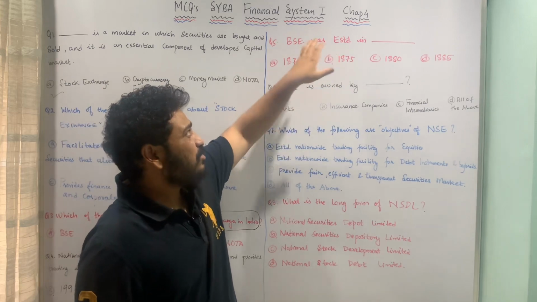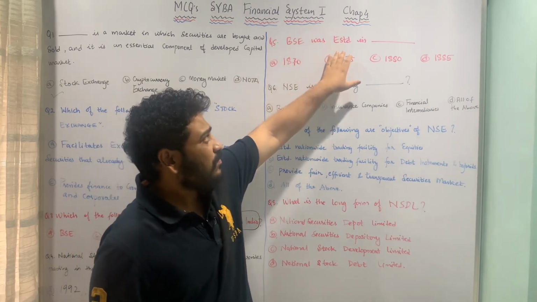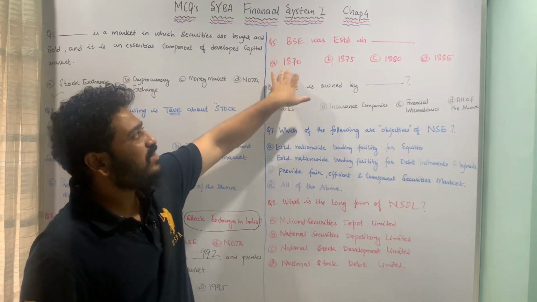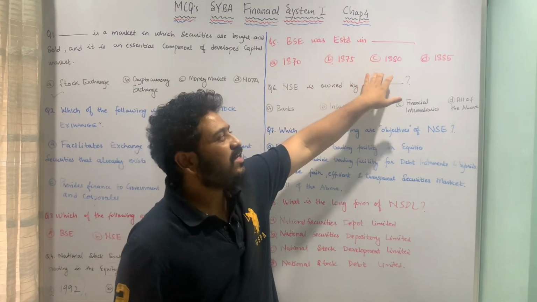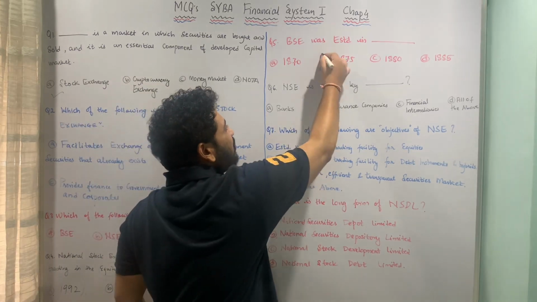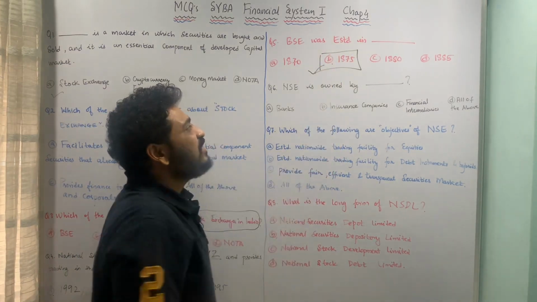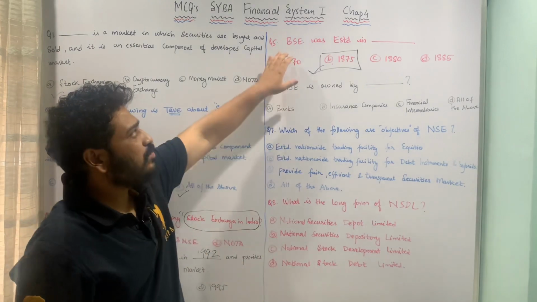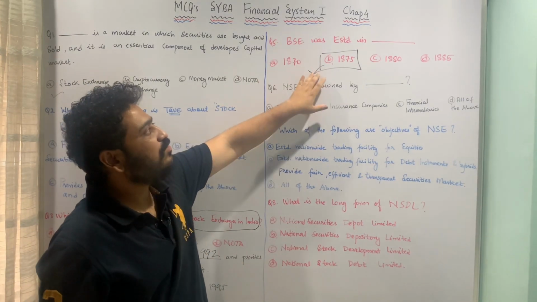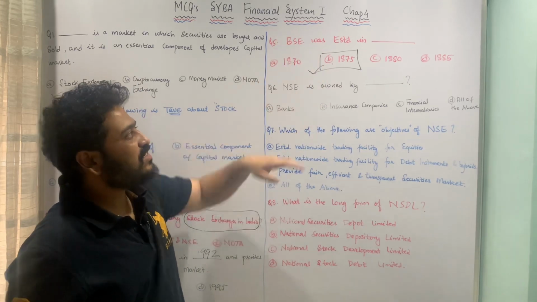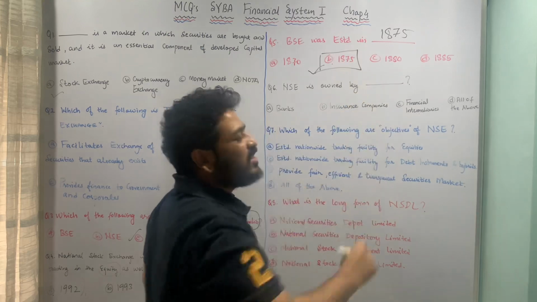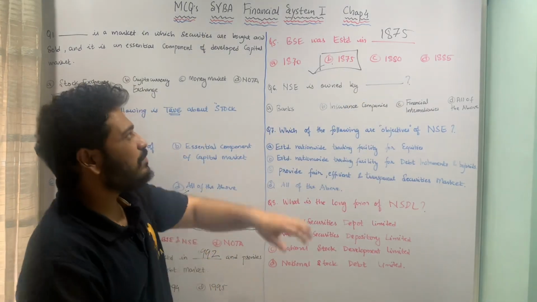BSE, or Bombay Stock Exchange, was established in dash, and the underlying options are 1870s, 1875, 1880s and 1885. Again, a very factual question, and the answer to this question is option B, 1875. Mind you, it is one of the oldest in Asia, Bombay Stock Exchange. So option B, that is 1875. That means in 1875 BSE, or Bombay Stock Exchange, was established.